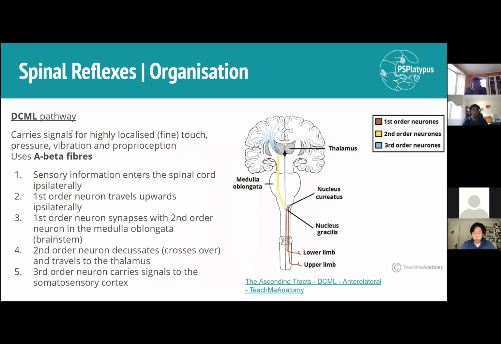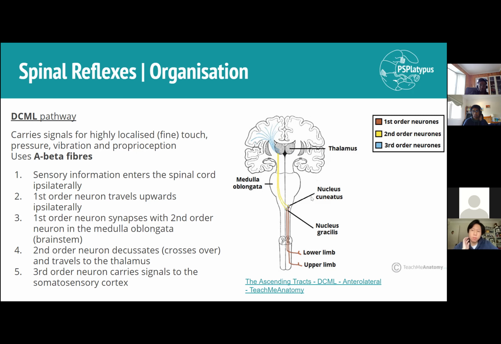Okay, so the DCML pathway. The function is that it carries signals specifically for fine touch, pressure, vibration, and proprioception. Proprioception is sort of like your sixth sense to sense your position in space. So yeah, it's going to be a sensory feature. It uses A beta fibers, and this is sort of the pathway.